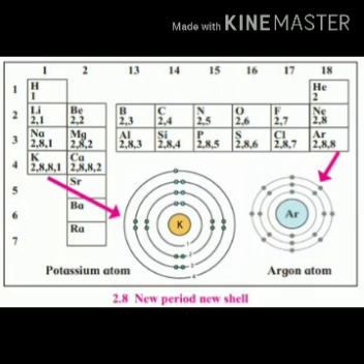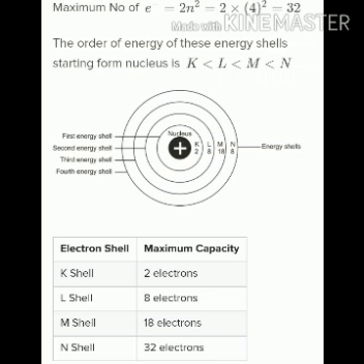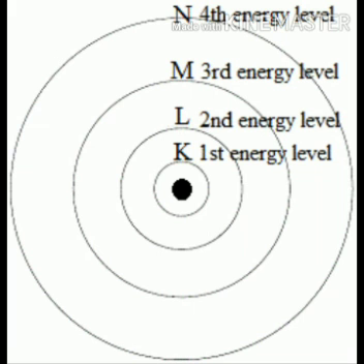Two elements are present in the first period, that is hydrogen and helium. The symbol for the first shell is K. N denotes the number of shells and its capacity is 2. Students, the second shell is known as L and its electron holding capacity is 8.